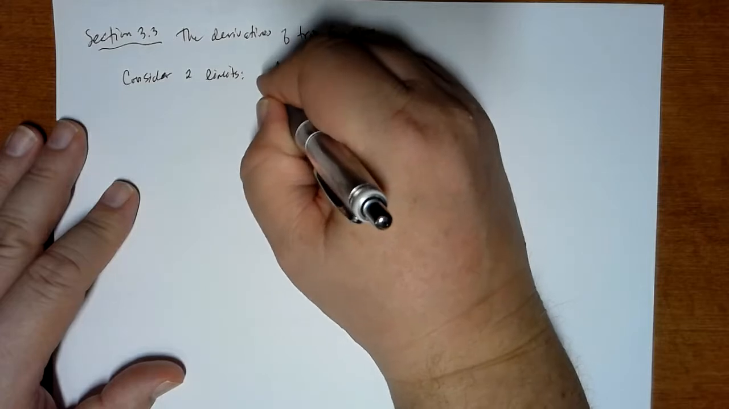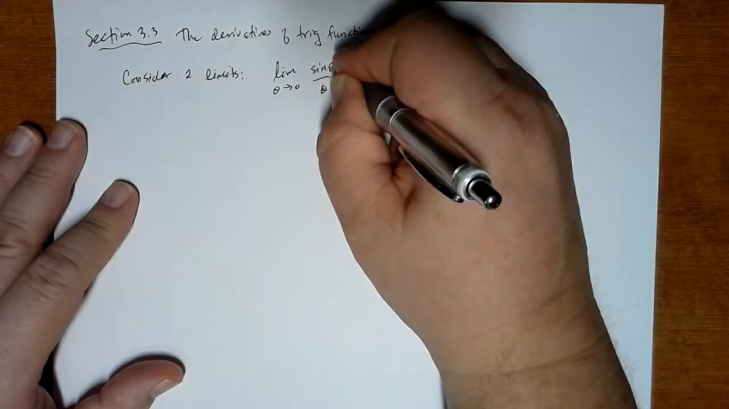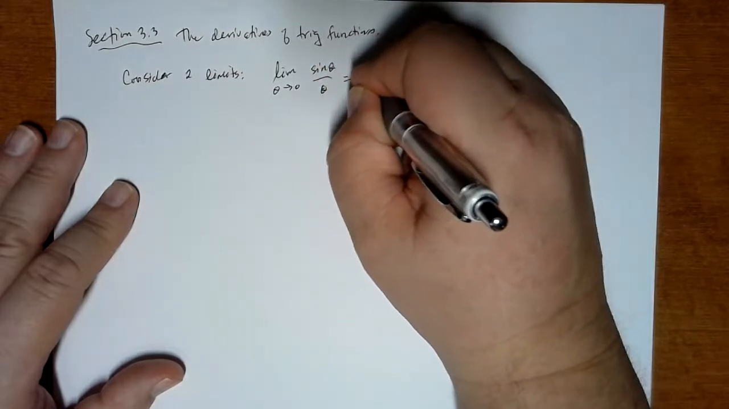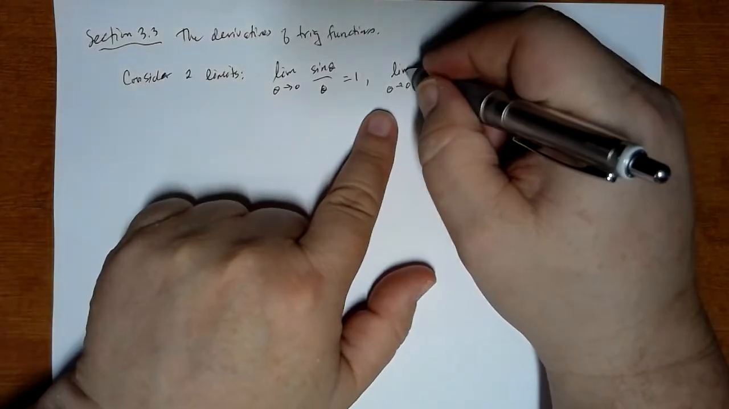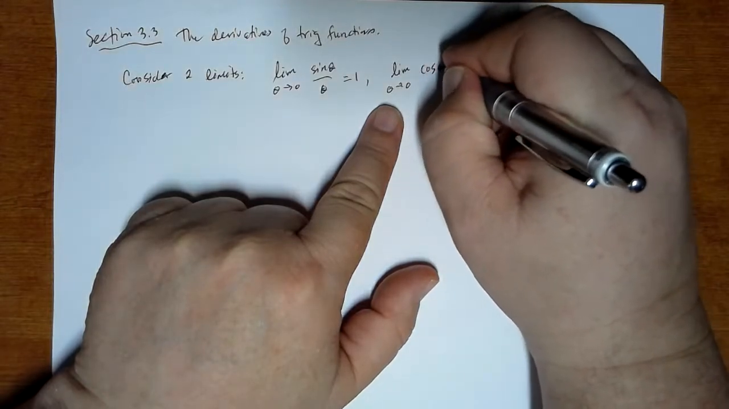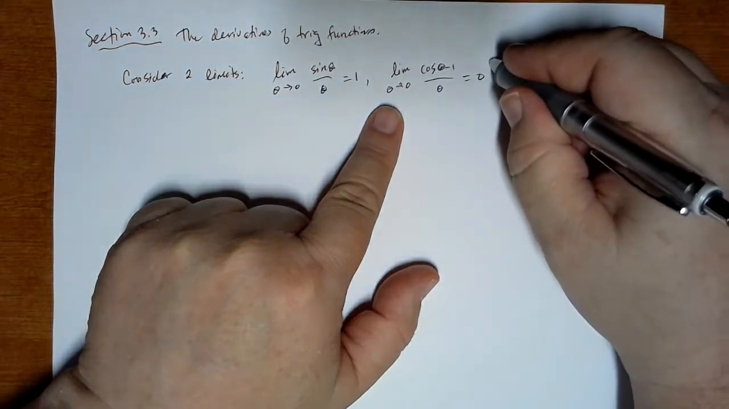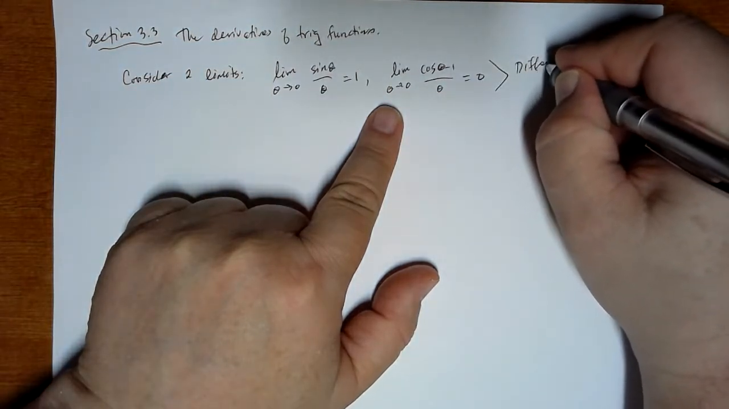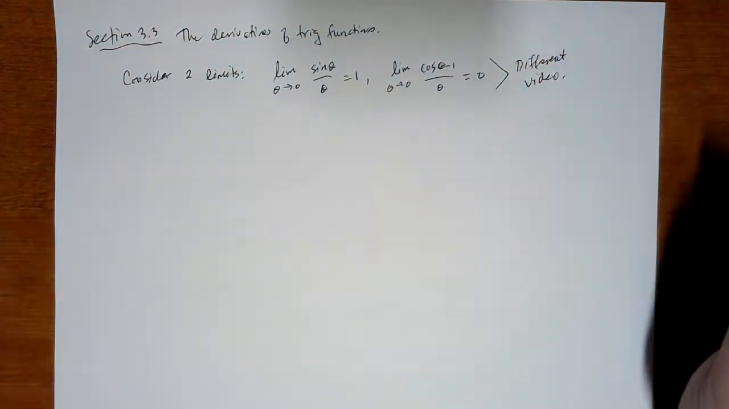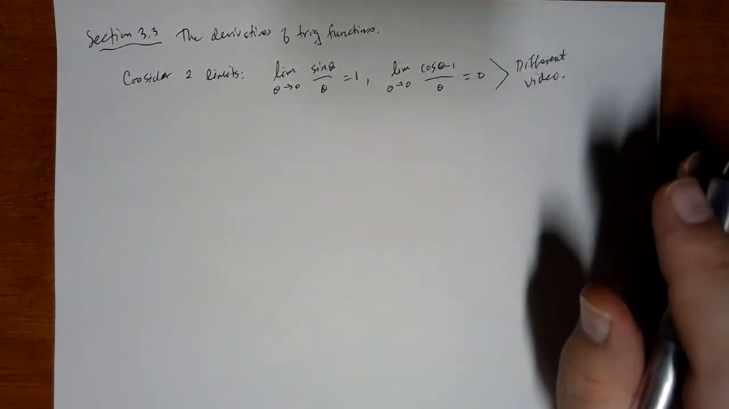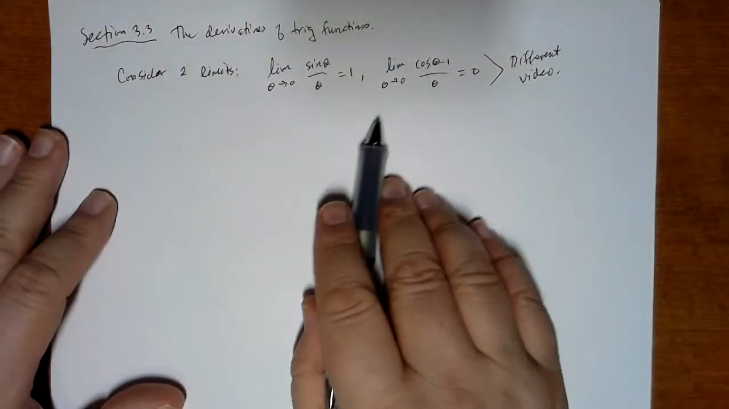The limit as theta goes to 0 of sine theta over theta, and somehow we need to prove that that is equal to 1. And the other limit that we want to prove before we go into the derivative is that the limit as theta goes to 0 of cosine theta minus 1 over theta is equal to 0. And that's in a different video. Okay, and we prove these two statements in that video. Okay, so we're going to focus just on the derivative geometrically, and then we'll look at the algebraic argument.